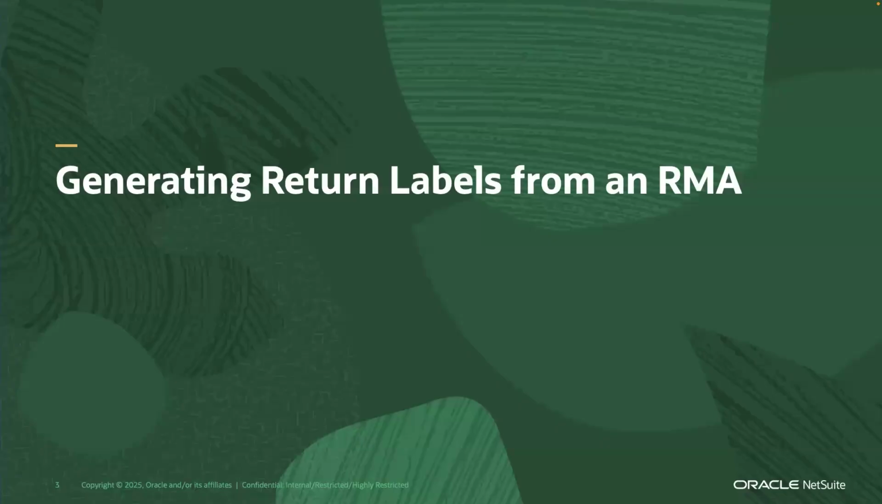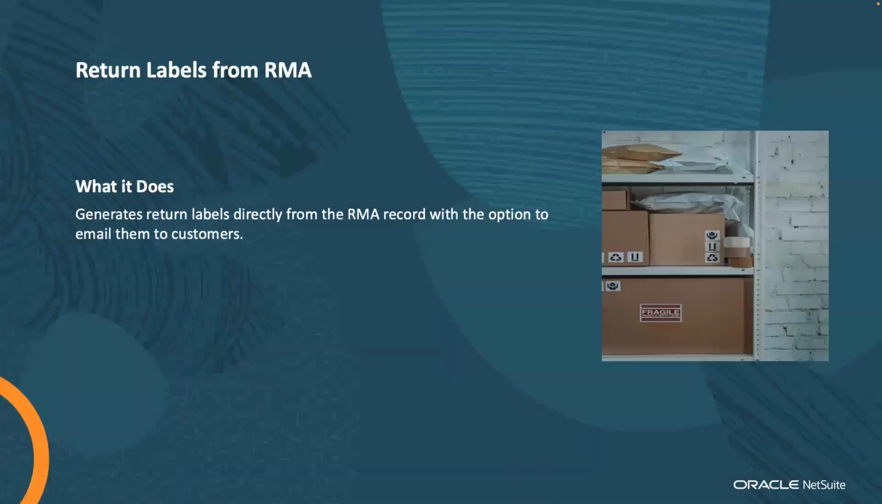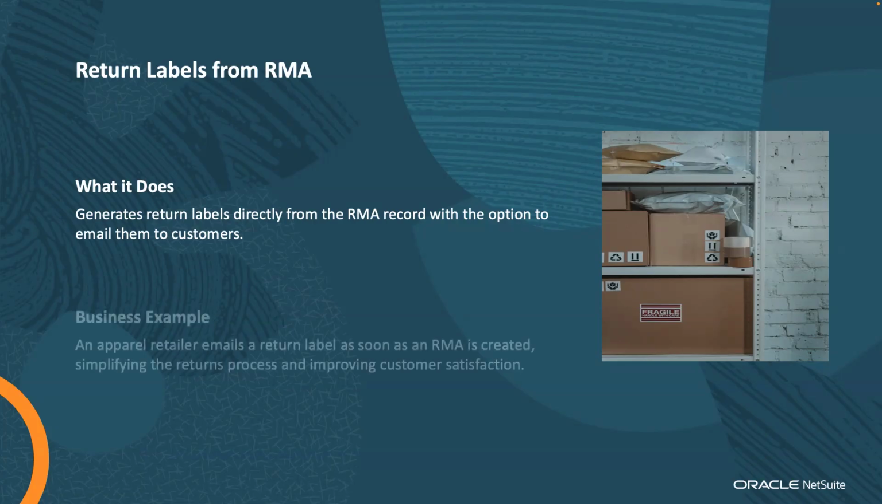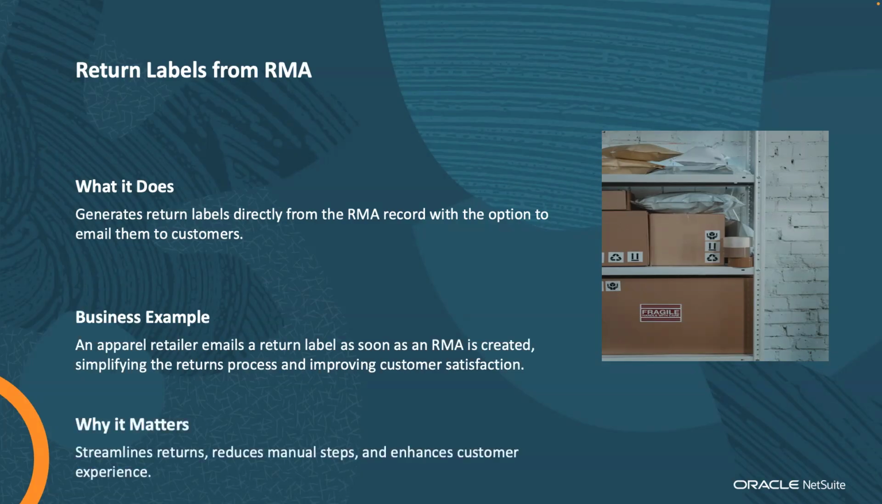First up, generating return labels from an RMA. Returns are often frustrating for both the customer and the business. You can now generate return labels directly from the RMA record and even email them straight to the customer. Think about an apparel retailer. When a return is created, the customer instantly gets their label in their inbox. No delays, no extra steps, just a smoother experience for everyone.